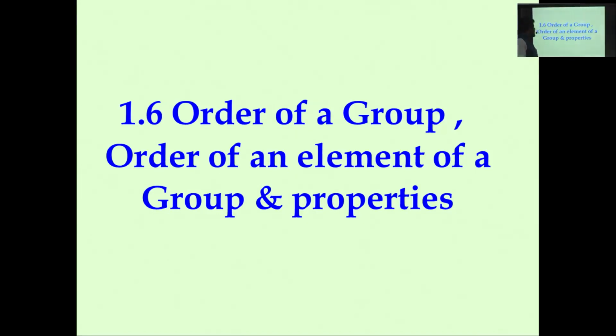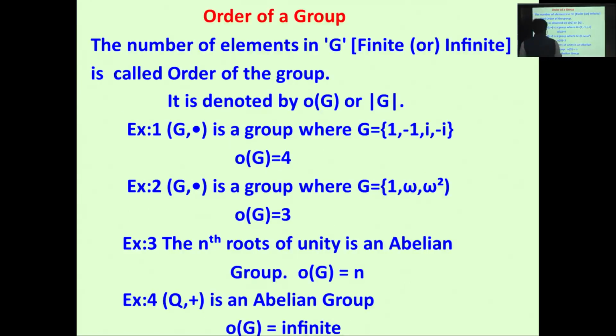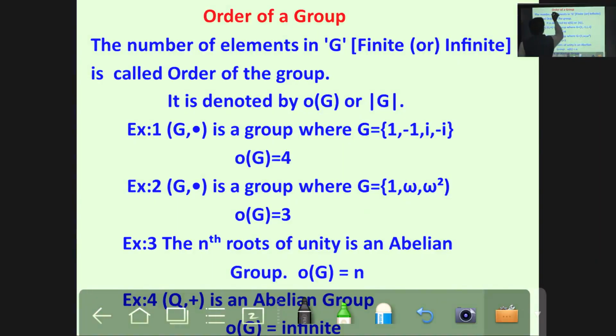We have completed sessions 1.1, 1.2, 1.3, 1.4, 1.5. Now, coming to the last session, 1.6: order of a group and order of an element of a group. Now, what is the definition of order of a group? The order of a group means the number of elements in G.